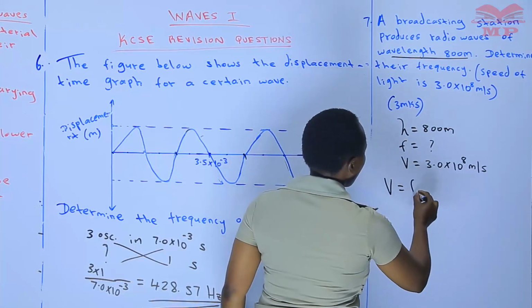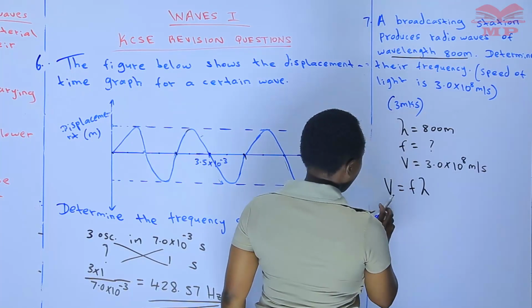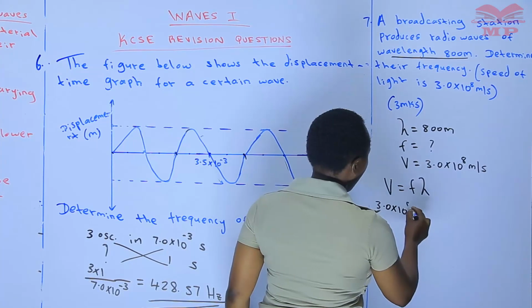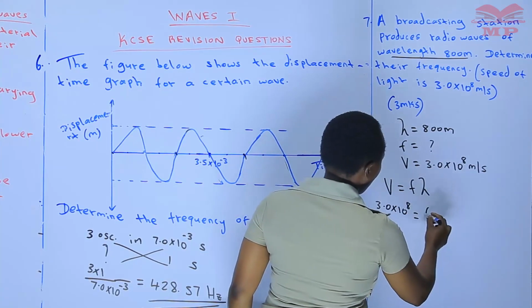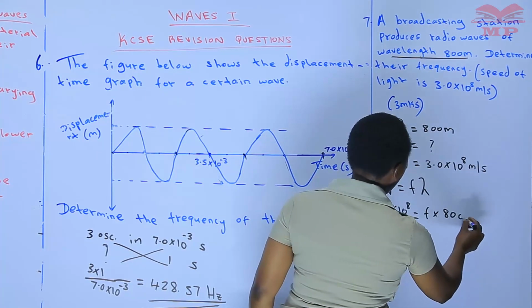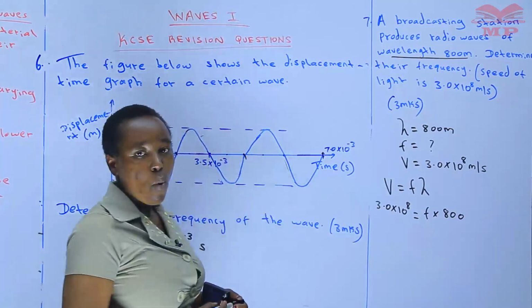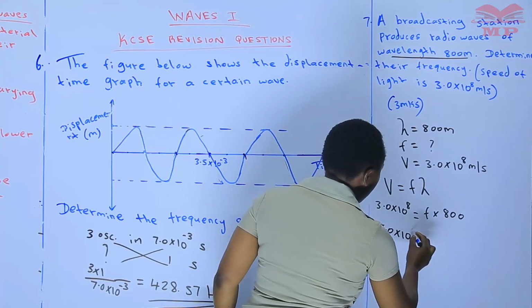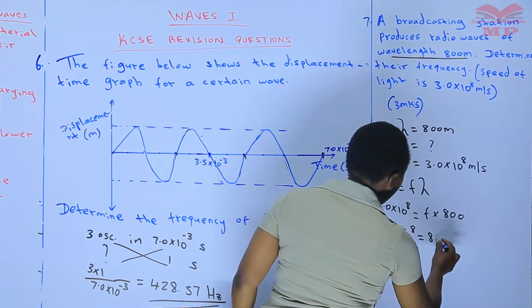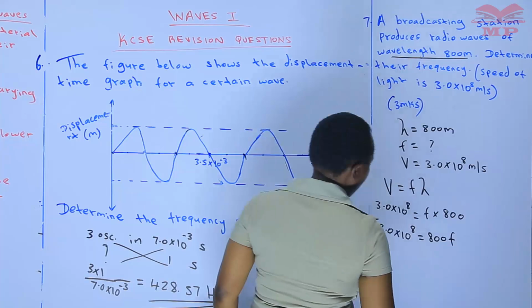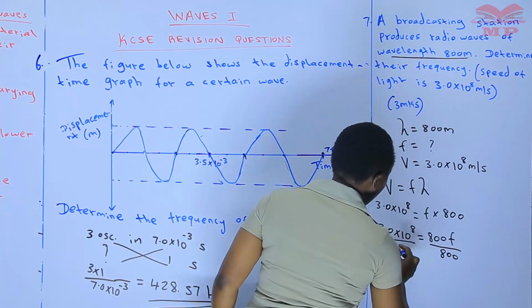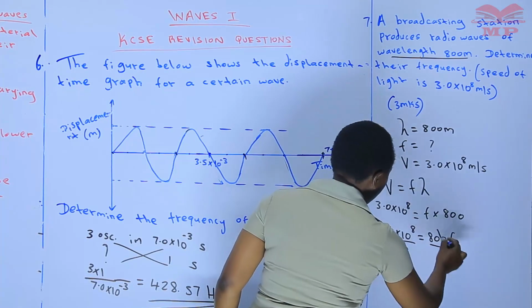Speed is equal to frequency times wavelength. Our V is 3.0 times 10 power 8, which is equal to frequency multiplied by 800, which is our wavelength. So we have 3.0 times 10 power 8 equal to 800 F. So to get F, we divide both sides by 800.